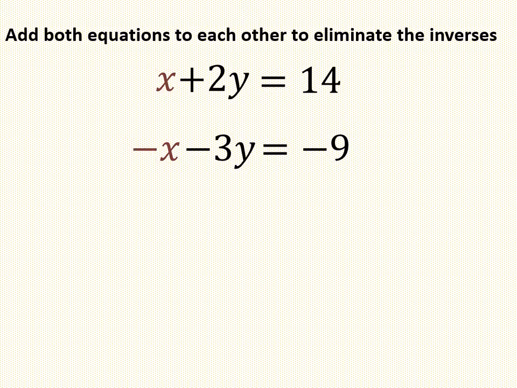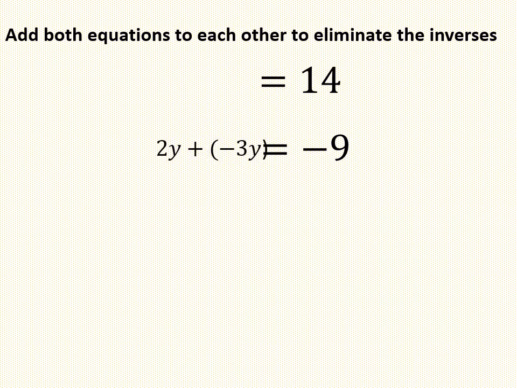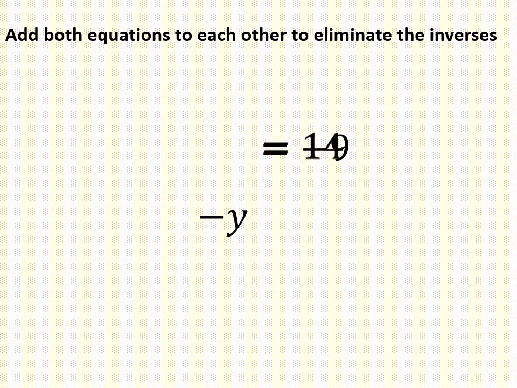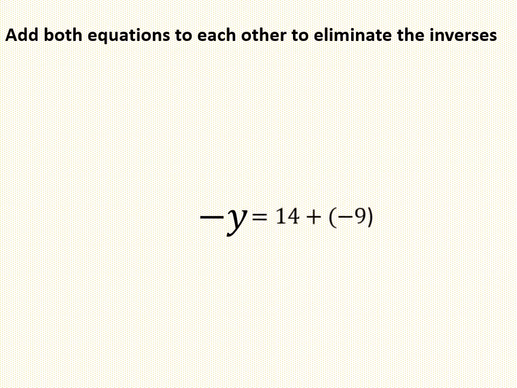I'm going to add x to negative x. These two are going to cancel each other. I'm going to end up with 0. And then I'm going to add 2y to negative 3y, and I'm going to end up with negative y. And then I'm going to add 14 to negative 9, and that answer is 5.